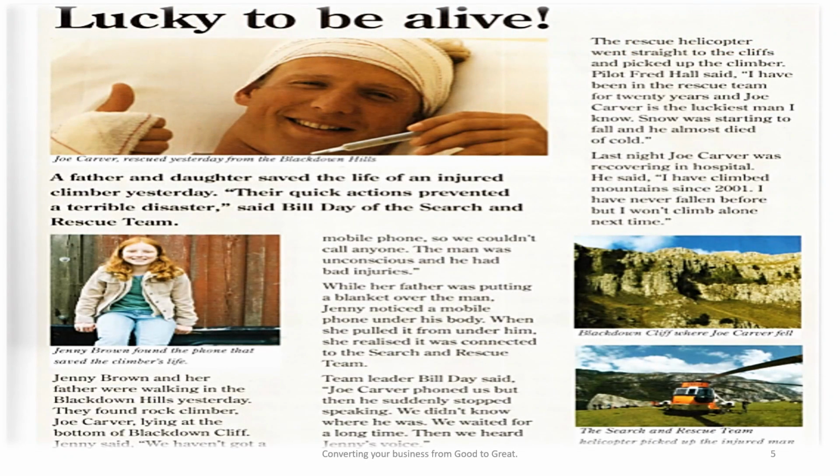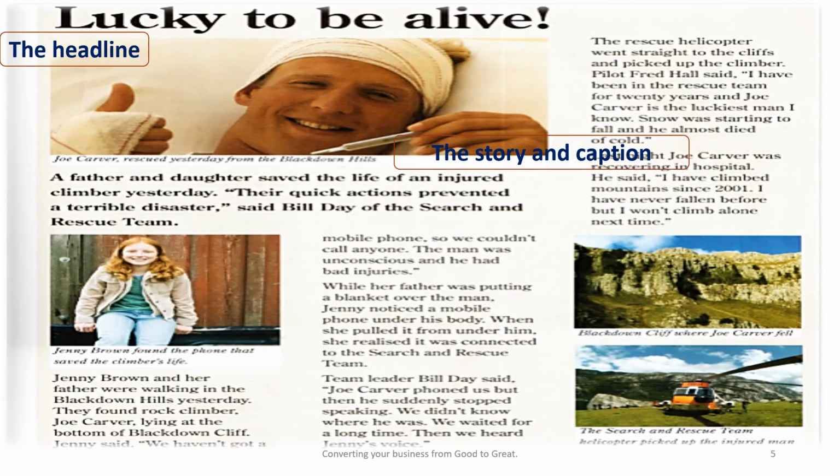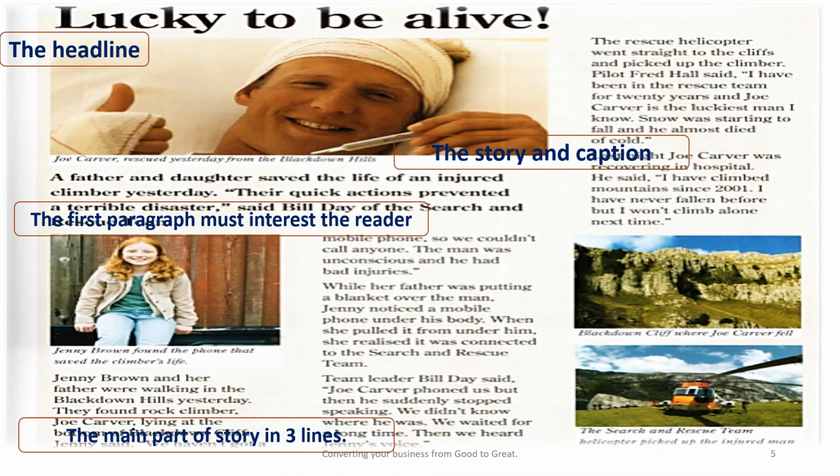Now let's meet the front page in a newspaper. As you see, here we start with the headline, "Lucky to be alive." What else? This is the story and caption. It's written under a picture to describe what the story is about. I think it's about a man called Joe Carver. And what is this? This is the first paragraph and it must interest the reader. And what is this part? This is the main part of the story and it should be in 3 lines, as you see.